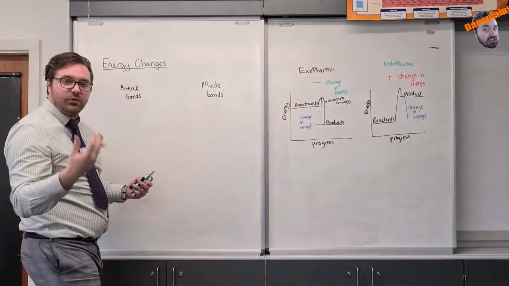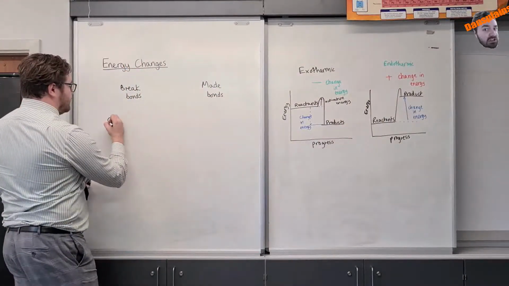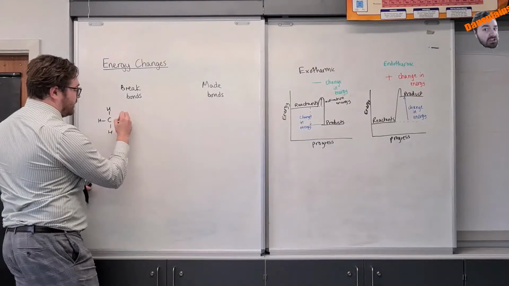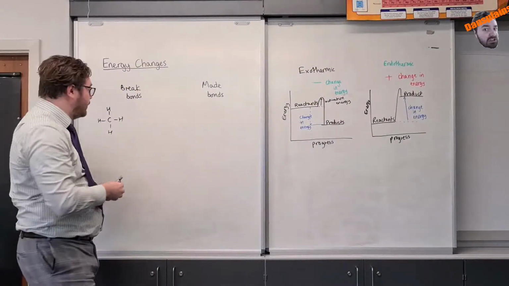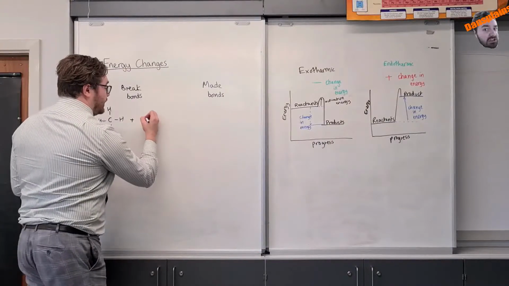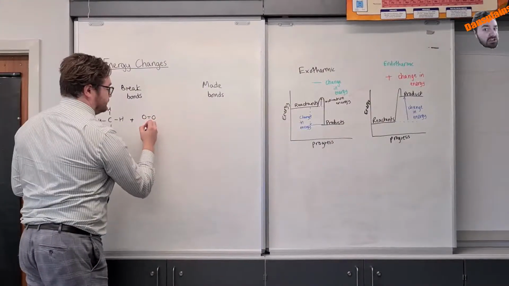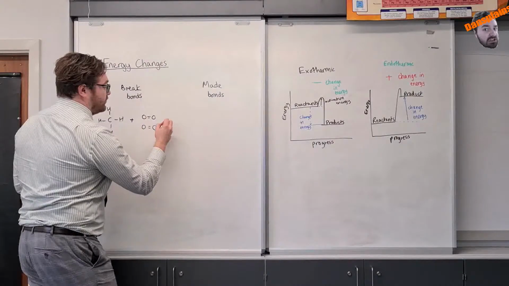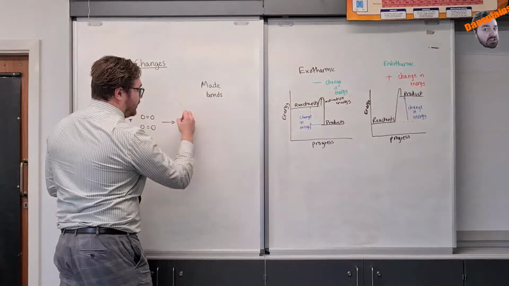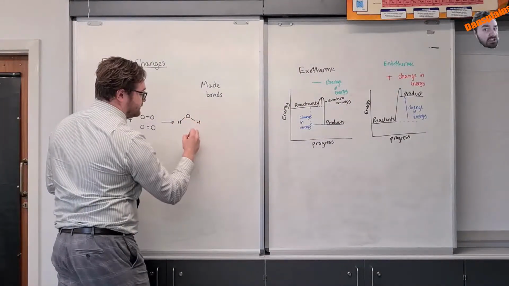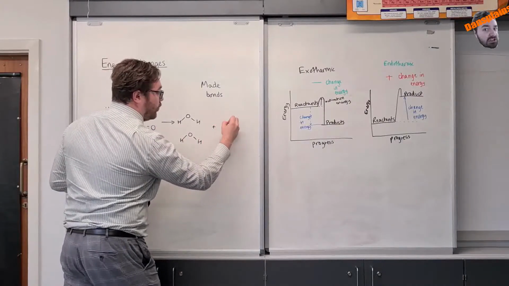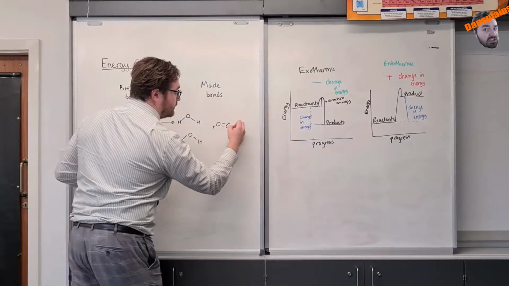Now, for instance, we're going to do combustion. So in methane, I have CH4. We obviously did that in bonding. Carbon has the 4. That methane combines with oxygen, 2 atoms of oxygen, to make 2 molecules of water and 1 molecule of CO2.